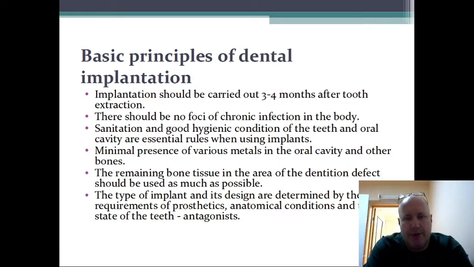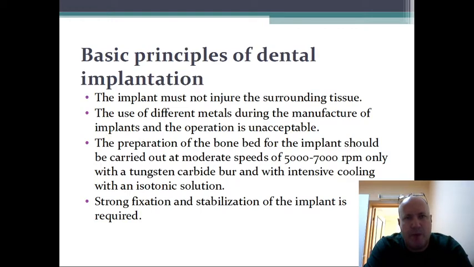The type of implant and its design are determined by the requirements of prosthetics, anatomical conditions, and the state of the teeth antagonists. Also, we can tell that the implant must not injure the surrounding tissue. The use of different metals during the manufacture of implants and the operation is unacceptable.